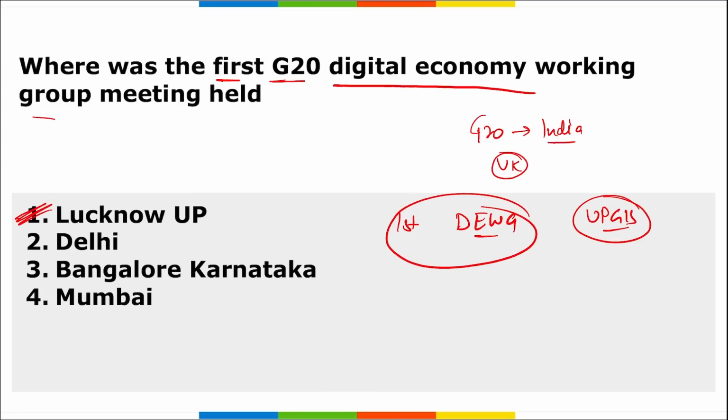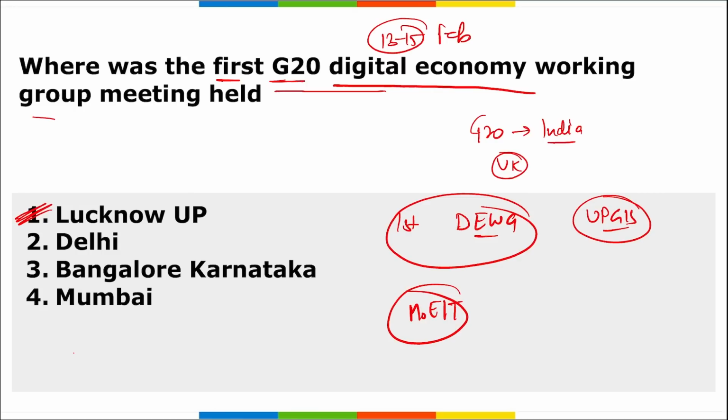That is Lucknow, UP. If a question is asked which ministry has launched or organized the first edition of the G20 Digital Economy Working Group, it will be your Ministry of Electronics and Information Technology. Alright, they hosted the first Digital Economy Working Group meeting as a part of India's G20 presidency, and this meeting was held from 13th to 15th of Feb in Lucknow, Uttar Pradesh.